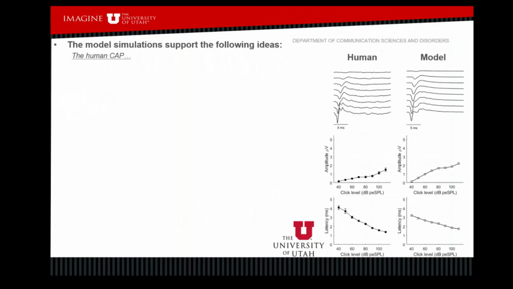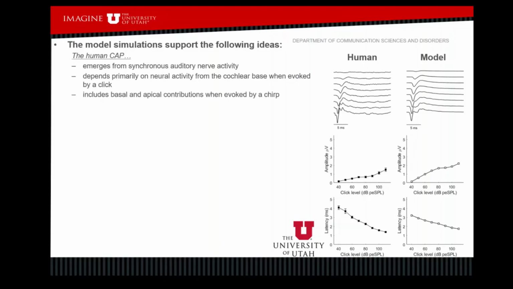In summary, our simulations support the following. The human CAP emerges from synchronous auditory nerve activity. It depends primarily on neural activity from the cochlear base when evoked by a click. It includes basal and apical contributions when evoked by a chirp. It has nonlinear morphology that originates from cochlear and auditory nerve nonlinearity, not from level-dependent changes to the unitary response.